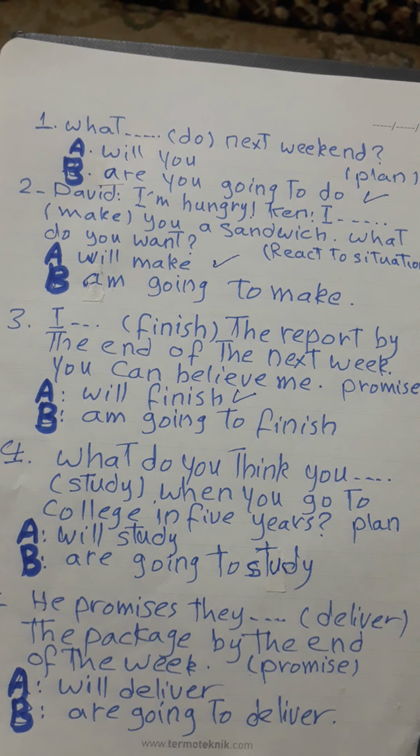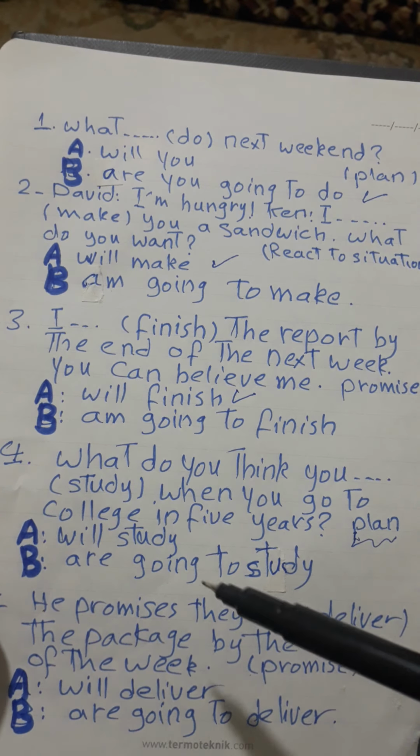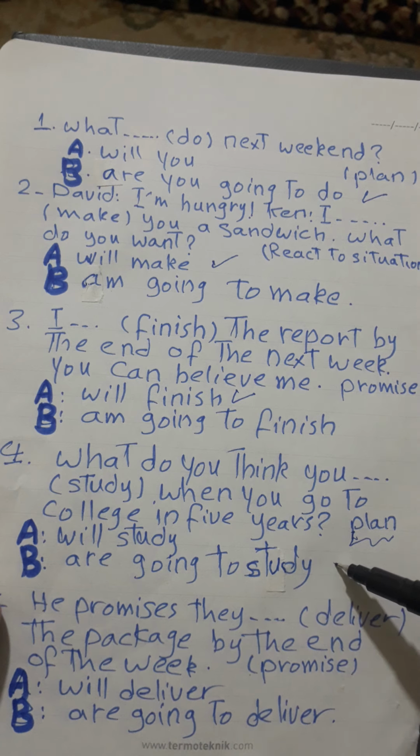Let us come to number 4. What do you think you will study when you go to college in 5 years? Surely, is it a promise? Is it a plan? Is it a reaction to a certain situation? Or is it a prediction? Surely when one decides to go to university, or even before going to university, every one of us has in his mind, do you see, that I'll study so and so if I have a good chance. So this is a plan. And since it is a plan, be going to. And this is the correct answer.